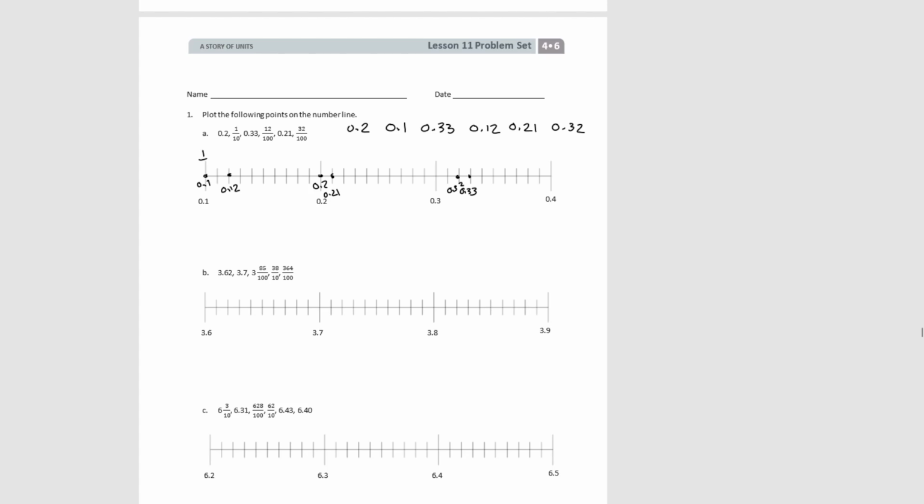This original form was written as a fraction. This was also written as a fraction. This was a decimal. This was a decimal. This was a fraction. And this was a decimal. So those are the plots of my original numbers.